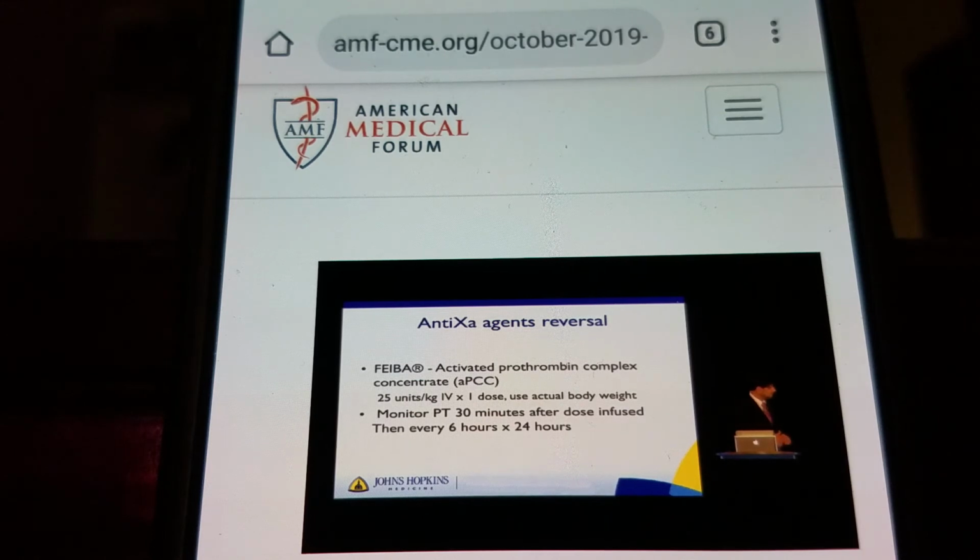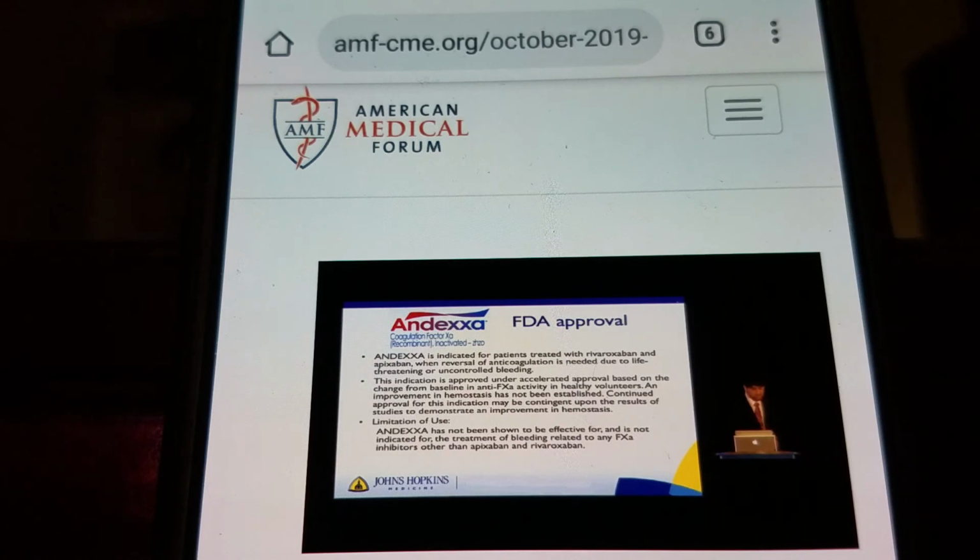For the 10A agents, Rivaroxaban and Apixaban, for the first 5 years since introduction, we were using activated prothrombin complex concentrate, something called FEIBA. This is something that was developed actually for hemophiliacs with inhibitors, but found to have some activity in reversing anti-10A agents until the FDA approved andexanet for reversing 10A inhibitors.